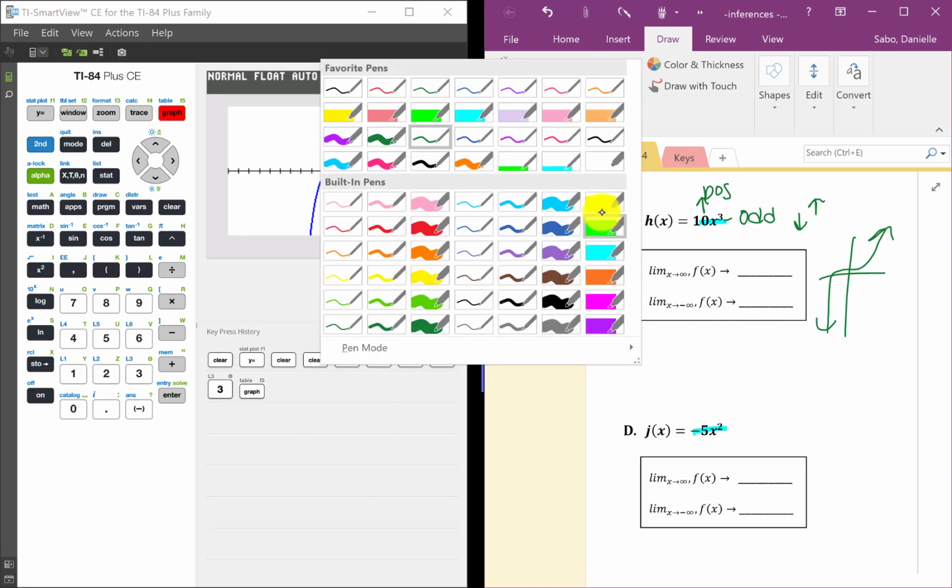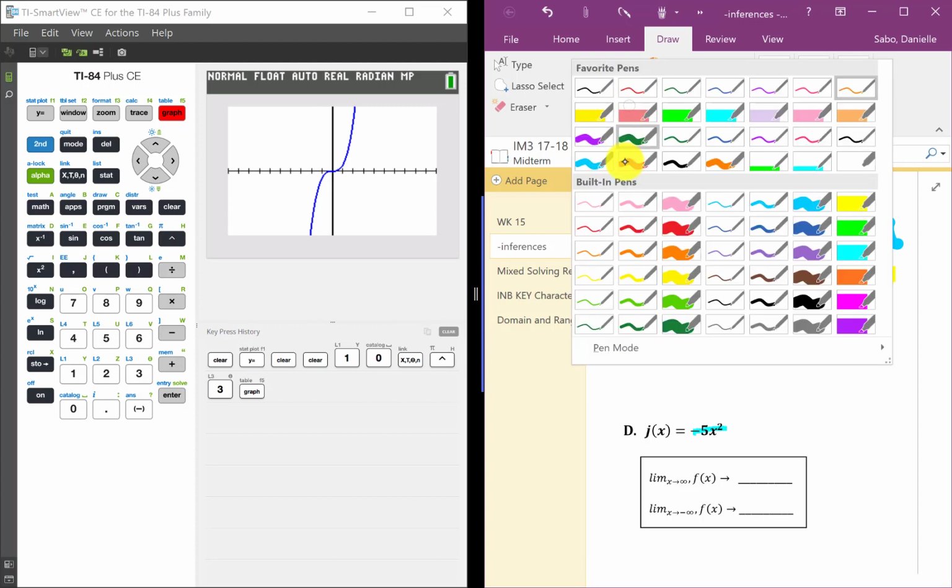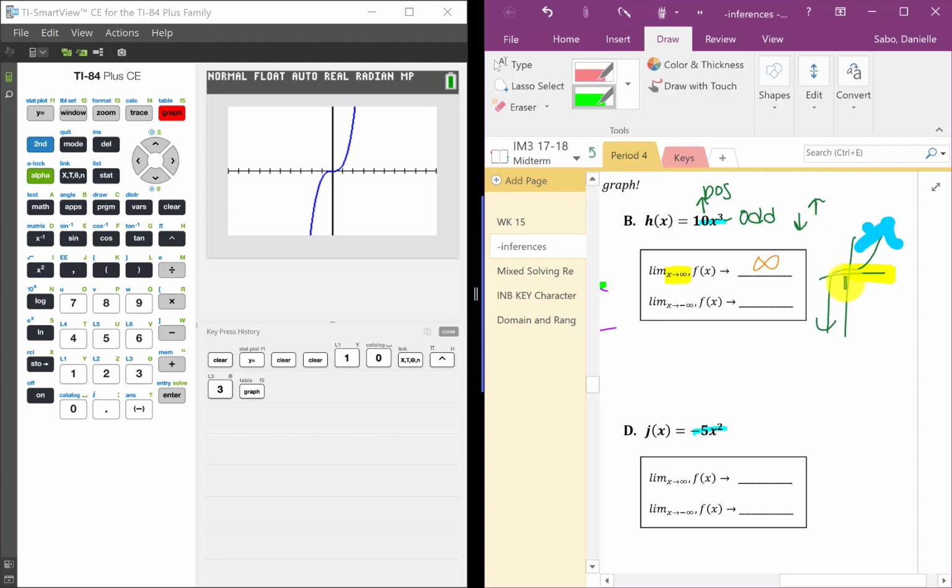Now look, as x goes to positive infinity here in yellow, that's x, it's going to positive. The function is going up, it's going up to positive infinity. And you guys were really good at this when we did it. Now as x is going to negative infinity in green, the function is going down.